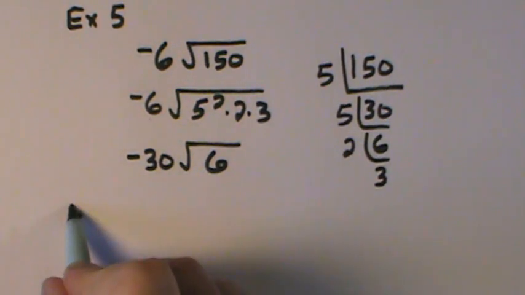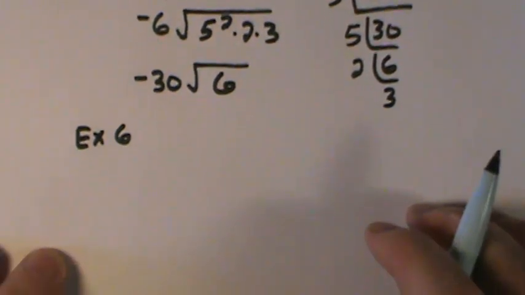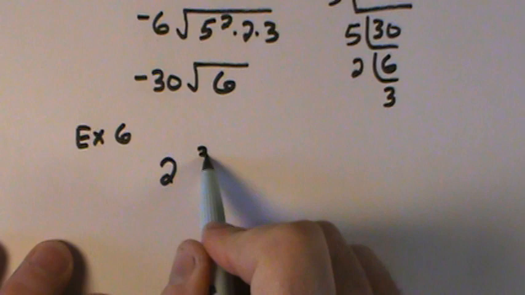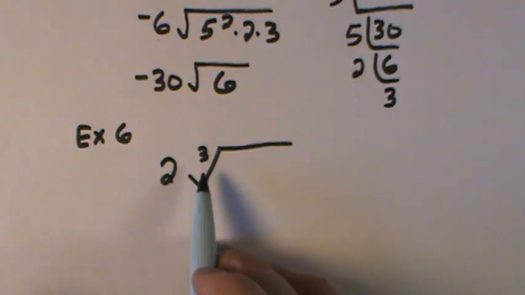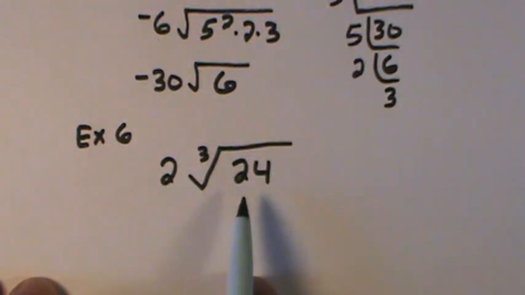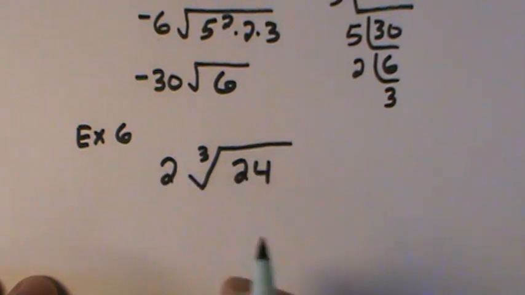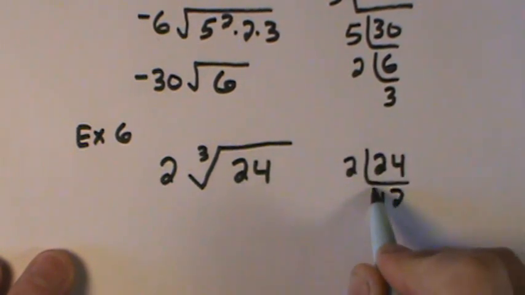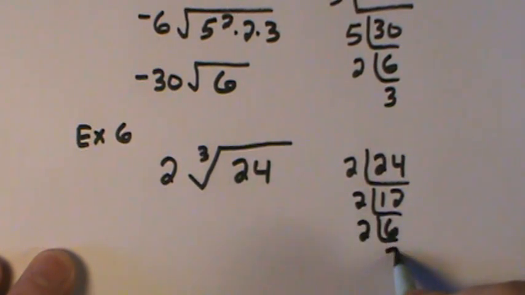Now I think we're ready to do an example 6 where I change the index. We won't see a whole lot of these in Algebra 1, but you do need to be aware of them. So maybe we'll have something like 2 cubed root, see, that has an index of 3. And maybe we'll go with 24. So when I do the prime factorization for 24, I need 3 of a kind to come through this gate, so to speak. And so I'll do my 24, divides by 2, takes me to 12, divide by 2 takes me to 6, divide by 2 takes me to 3.